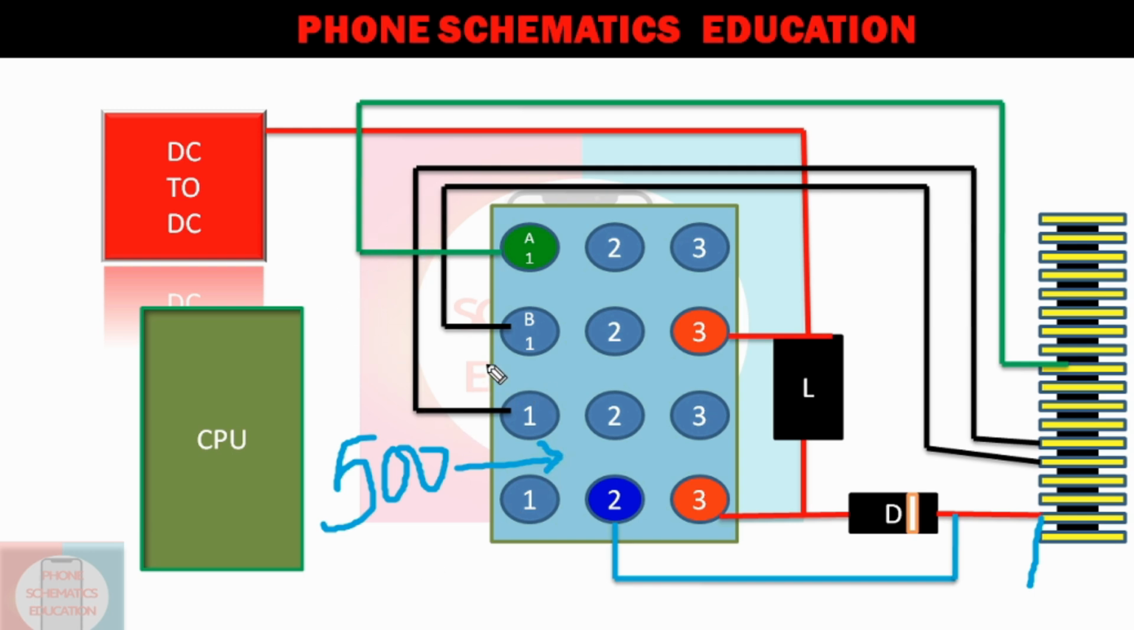Now turn the probes, red probe on this point, and black probe on a ground. Now again, if you get a similar value like 300 to 700, that means this line has a short or leakage. If you did not get any value on a forward bias, that means red probe on this anode point, and black probe on a ground.